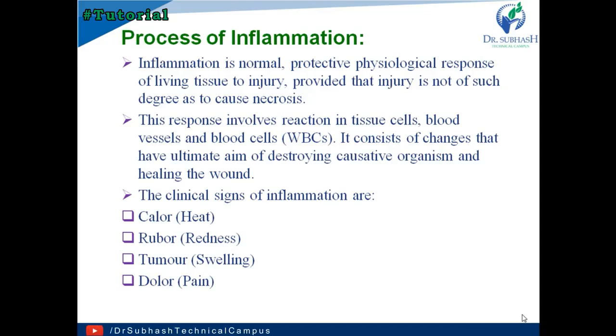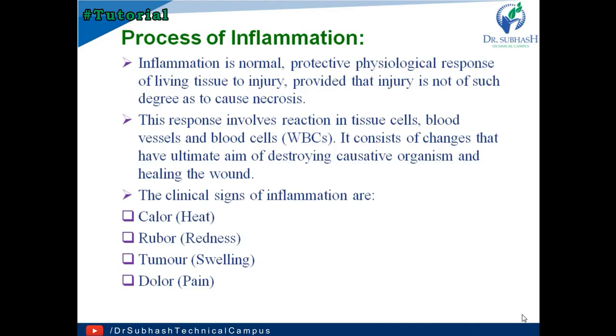What is inflammation? Inflammation is not a destructive process, it is a constructive process, a healing process. It is a normal protective physiological response of living tissue to injury, provided that the injury is not of such degree as to cause necrosis, meaning cell death. Thus injury produces a normal protective physiological response, which is known as inflammation. This response involves reaction in tissue cells, and reaction in blood cells and blood vessels. And the main aim of this process of inflammation is to destroy the causative organism and to heal the injury.